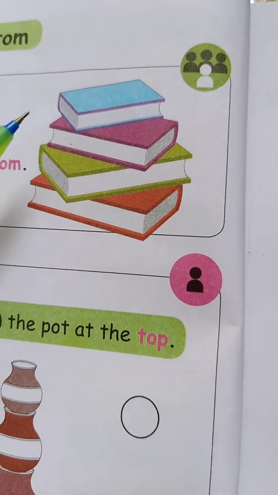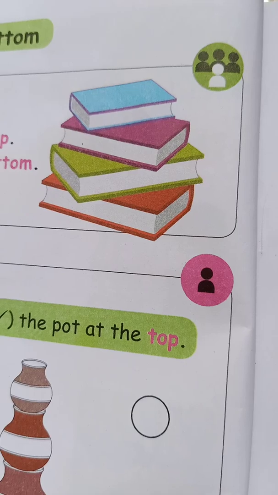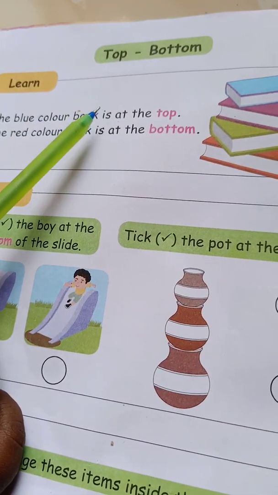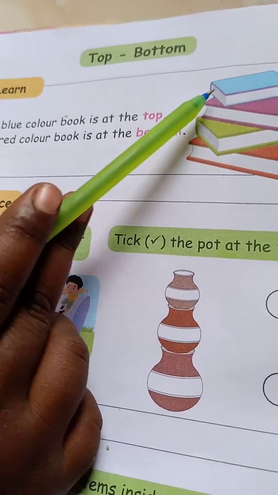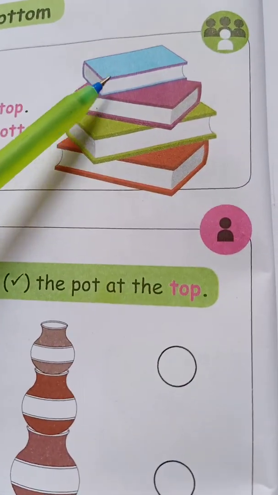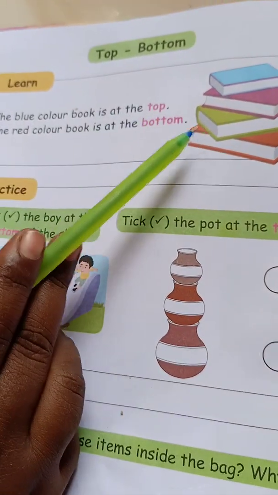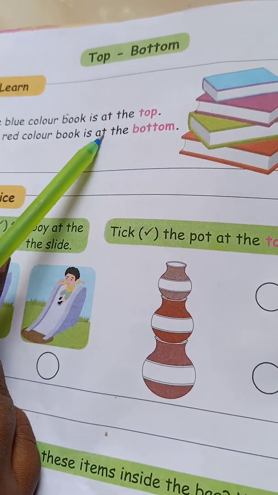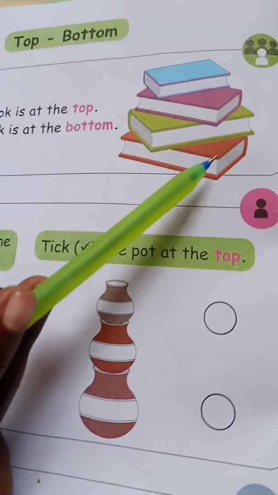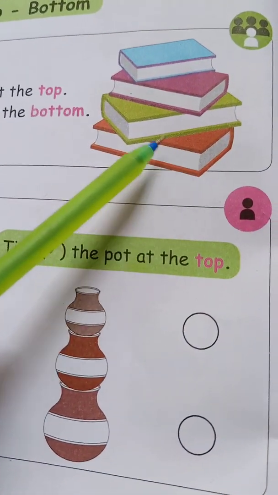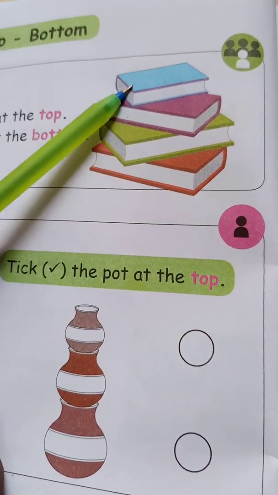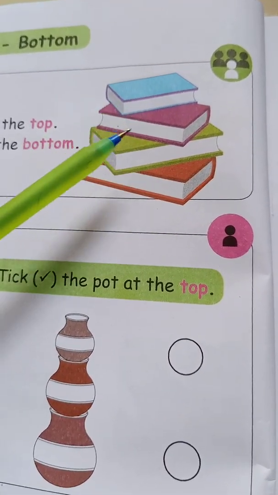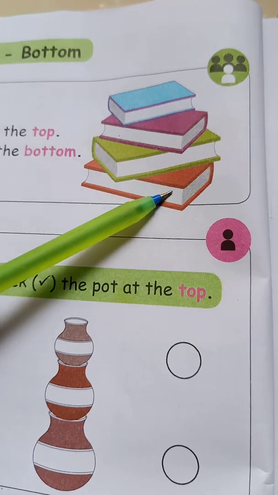Can you tell which book is on the top? The blue color book is at the top. Which color book is at the top? Blue color. And which color book is at the bottom? The red color book is at the bottom. Which color book is the top? Blue. And the bottom? Red color book. Can you see the difference between top and bottom, children?